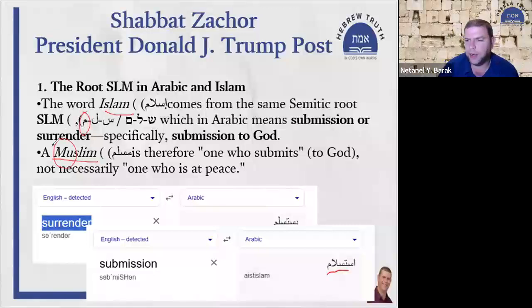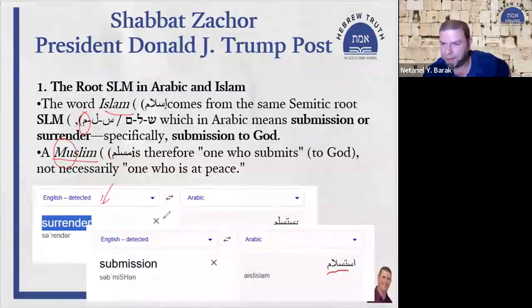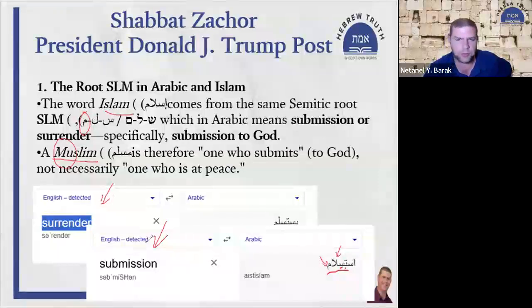Just so you see that I'm not taking advantage of lack of background knowledge, you can see I brought the Google Translate for surrender and submission. Yastaslam or istislam. You can see the s, the l, and the m. The root of surrender and submission in Arabic is the same root for shalom. And I should say it's not limited only to Arabic. This is something that we also find in biblical Hebrew.